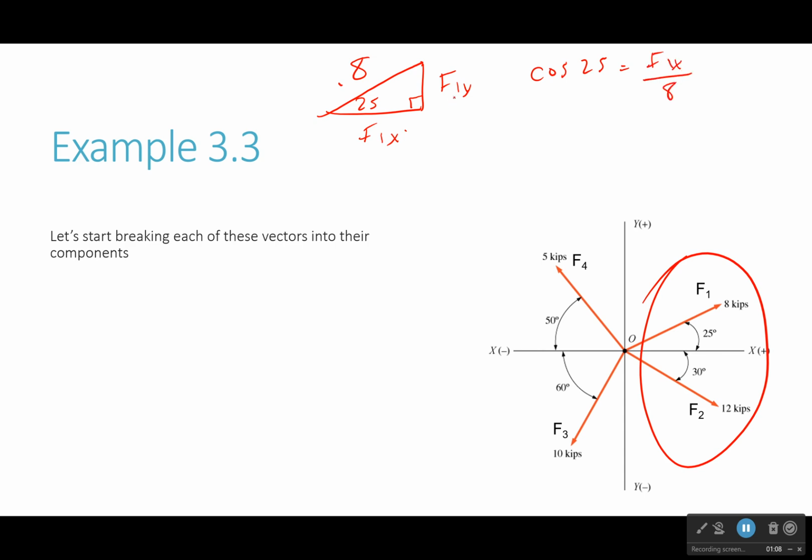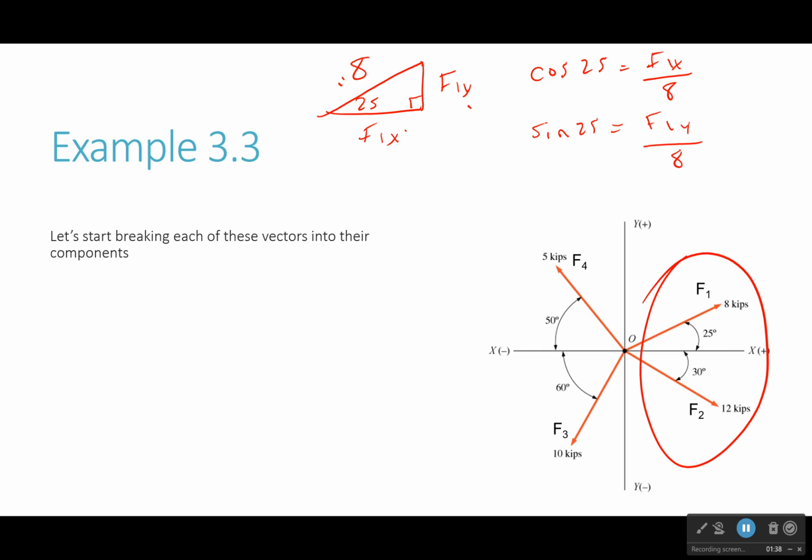Great. F1y is opposite over hypotenuse. Opposite over hypotenuse is sine of theta. So sine of 25 is equal to F1y over 8. And both of those are positive because it's pointing up and to the right. As a note, your trig functions just give the ratio. If you had a slope triangle, you'd have that ratio. Your trig functions, they're just popping it out. So that's why we can do the exact same thing as we did earlier.